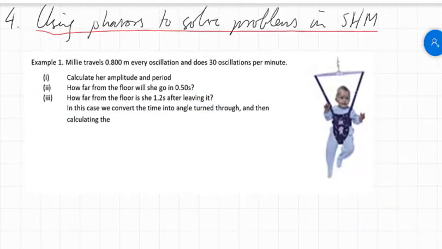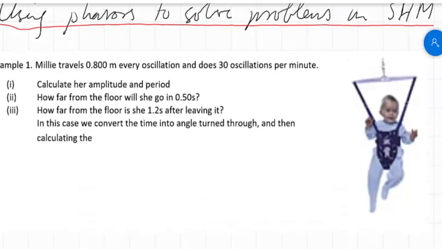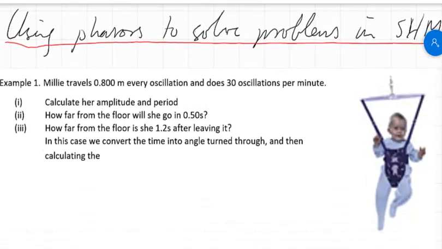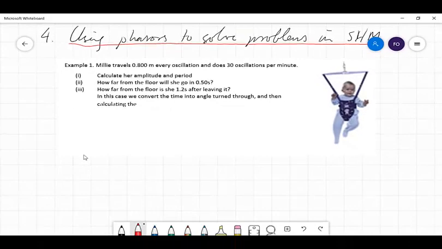So we have this baby on a kind of baby bouncer toy, and we're told that she travels 0.8 meters every oscillation and does 30 oscillations every minute. So our first challenge is to calculate her amplitude and period. So we'll do that first.